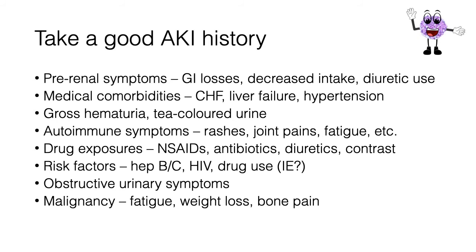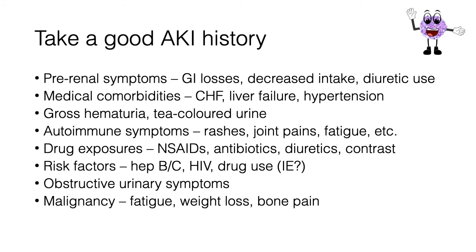Other symptoms may not be as obvious without specifically asking the patient. Gross hematuria or tea-colored urine, particularly in the context of new or worsening hypertension, may lead you to think about hemolysis or de novo glomerulonephritis. Perhaps the patient is complaining about a new malar rash or joint pain, or has new muscle aches and pains after starting a statin. Drug exposures are certainly a big cause of acute renal injury, and the most common ones include NSAIDs, antibiotics, and diuretics.